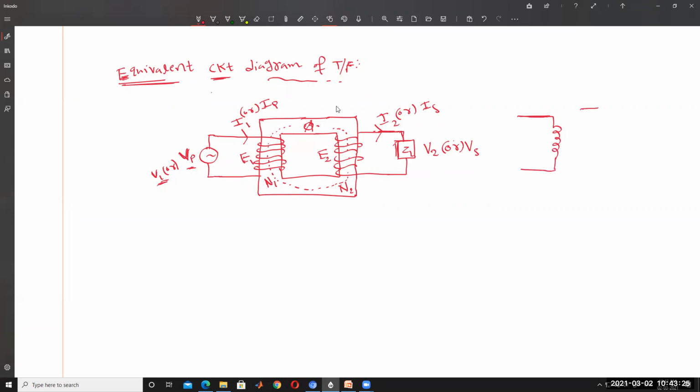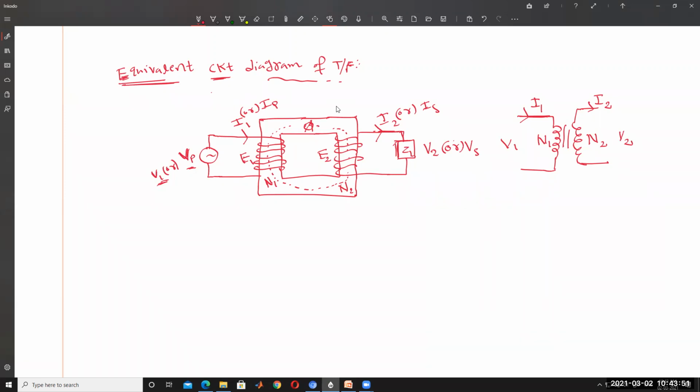Transformer done like this in some cases. So this is called coupling. This is called the number of turns N1 on the primary side and N2 on the secondary side. This is the current I1, and this is the current I2. This is voltage V1, and this is voltage V2. So this is the simple diagram of the transformer.